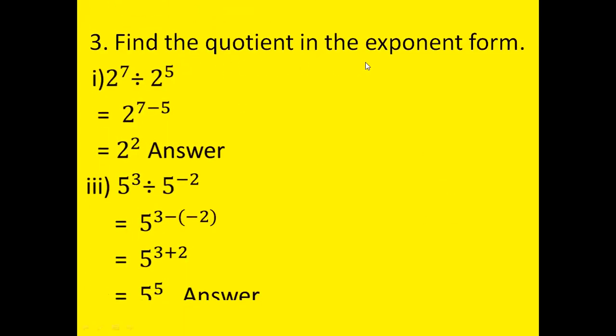Find the quotient in the following exponent form. Look, when you divide, we know that if the bases are the same, we have to subtract the powers. 7 minus 5, 2. 2 is square. And 5 cube divided by 5 to the power minus 2. This power should be subtracted. 3 minus, and here the negative sign, put in bracket. This minus minus, open the bracket, and it will be plus, multiply. 3 plus 2, 5. 5 to the power 5 is the answer.